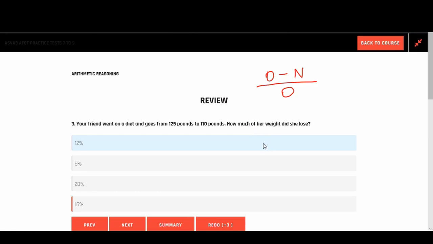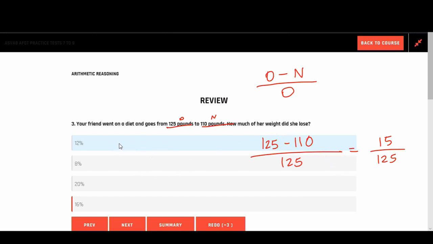How much did she weigh originally? 125 pounds. What's her new weight? 110 pounds. What was her weight originally? 125 pounds. Again, O refers to her original weight. N refers to her new weight. And from there, we can go ahead and figure this out. It's set up for us. 125 minus 110 is 15 over 125.